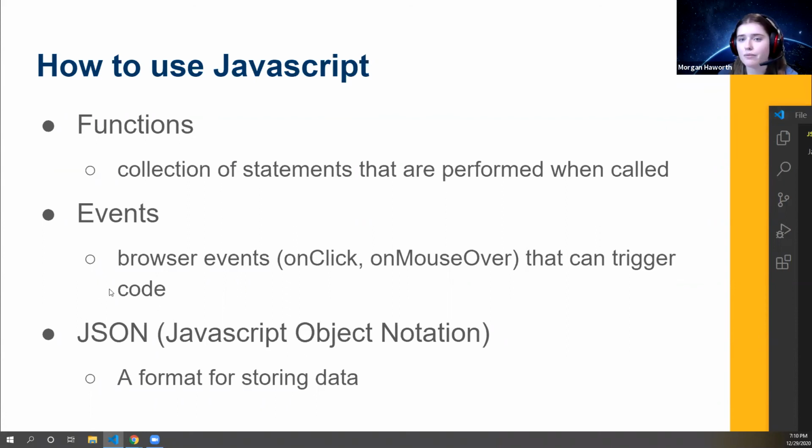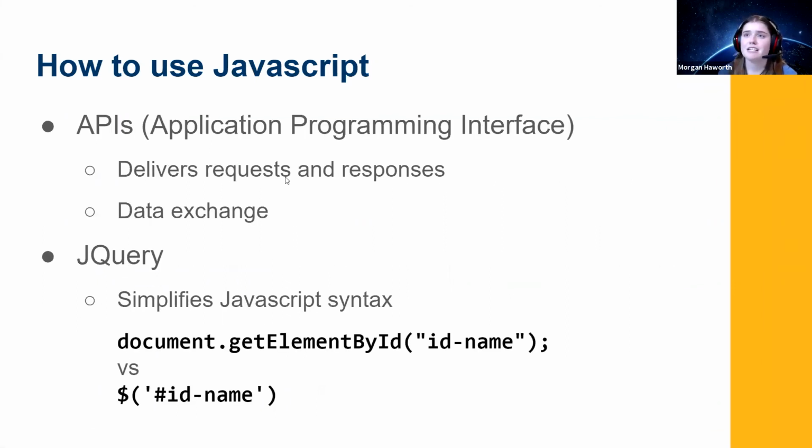And next, we have APIs. So you can use APIs with JavaScript. APIs stand for Application Programming Interface. They are a way to exchange data between different applications. So they will deliver the requests you make for data and then respond. So it's data exchange. You can make API requests to, what we'll see soon, receive weather information. If you look online for APIs, there's thousands of APIs that can give you data you want.